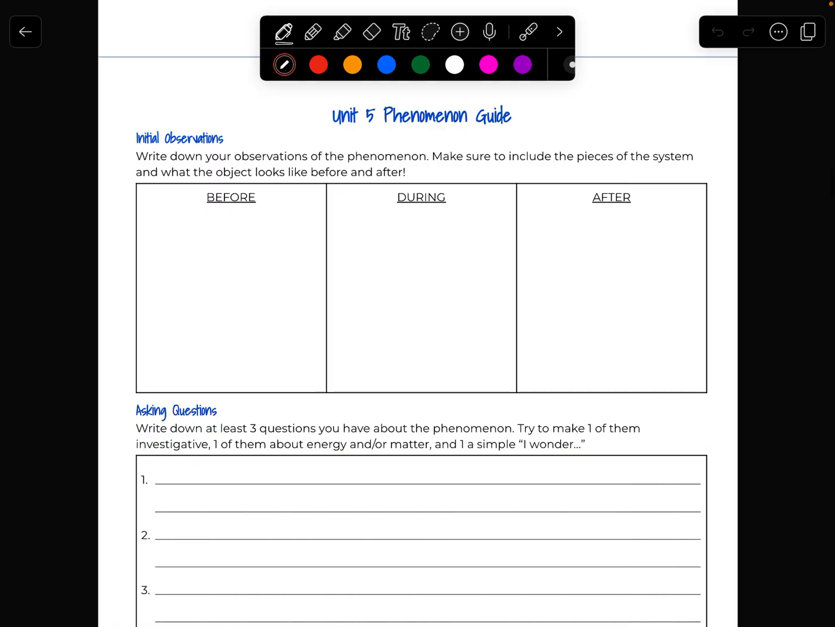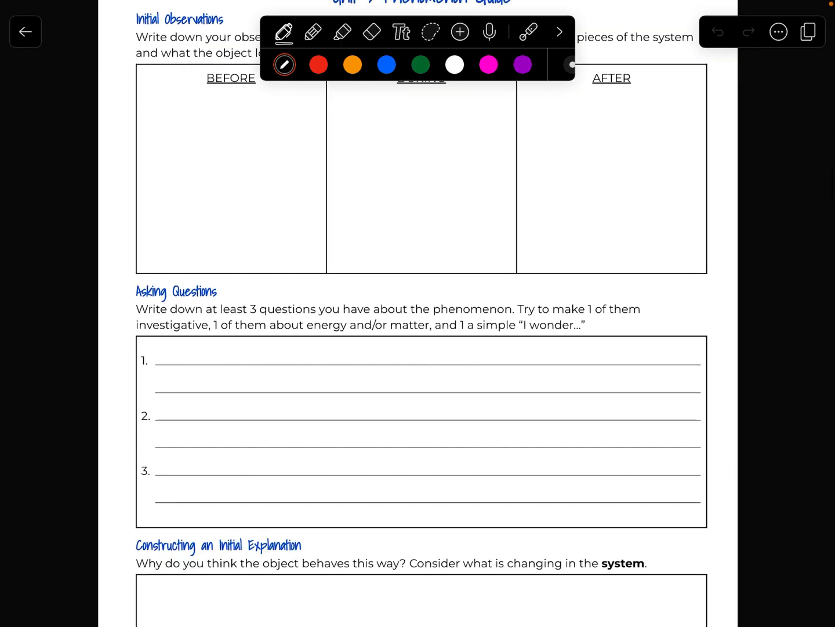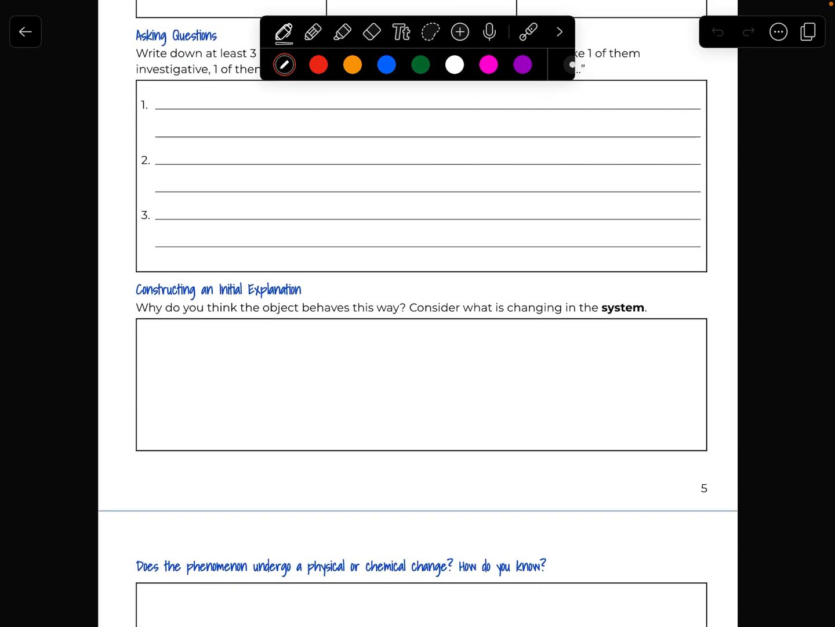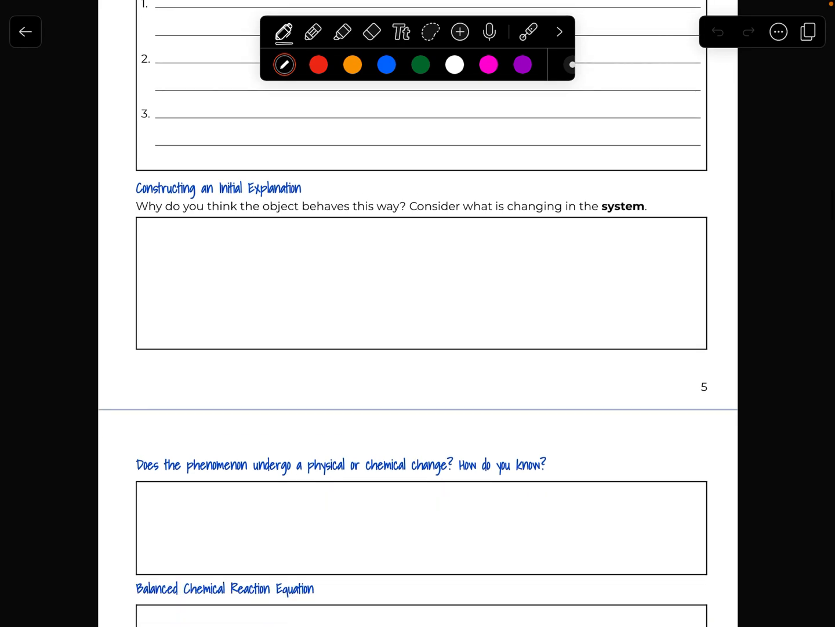So you're going to fill in this phenomenon guide as I talk you through some pictures and videos of what I would have done for you if I were present in the lab with you on this day. You're going to walk through the phenomenon guide, pause the video as much as you need to, stop, draw your pictures, ask your questions here. Essentially, I'm going to have you record initial observations, write down some questions with the people at your table, construct an initial explanation for what you think might be happening, and then decide, is this a physical or chemical change? How do you know?